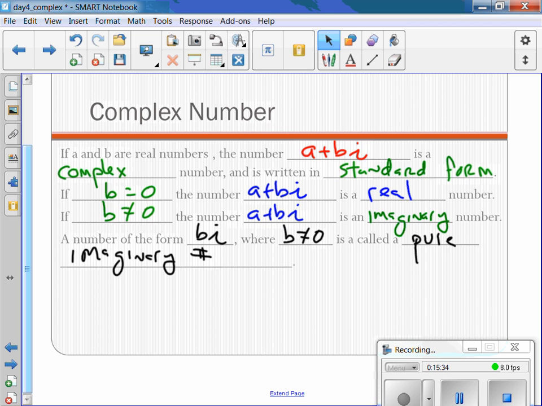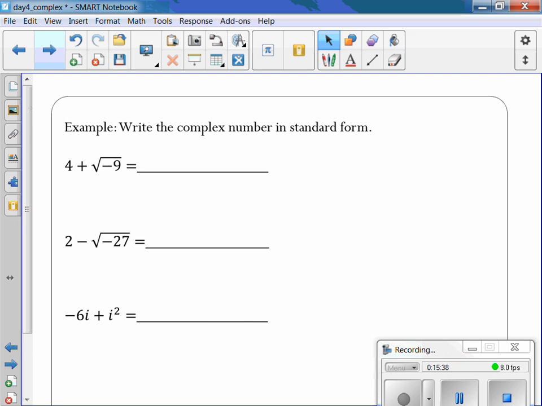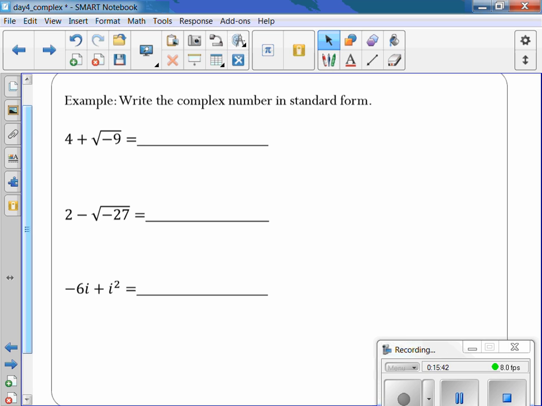Here, if we want to write the complex number in standard form, Mario, we have 4 plus the square root of a negative 9. How would I write this? What is the square root of a negative 9? 3 what? There's 3 from the square root of 9 and the negative 1 from that i. Now I want it in standard form. It's a plus bi. Oh, it's already in standard form. Standard form, right? The real part plus the imaginary part.